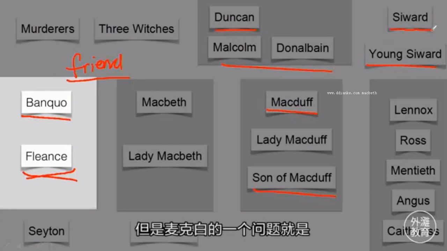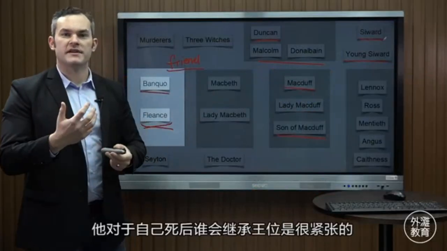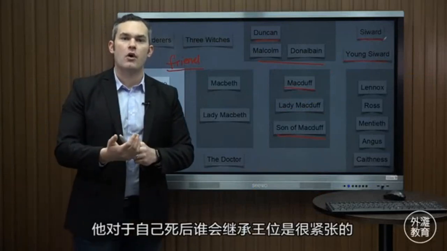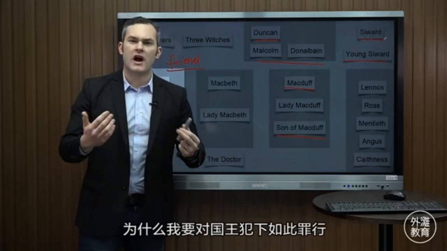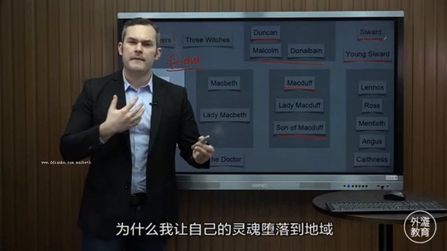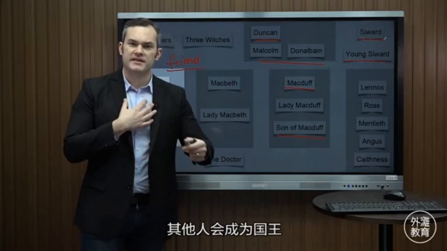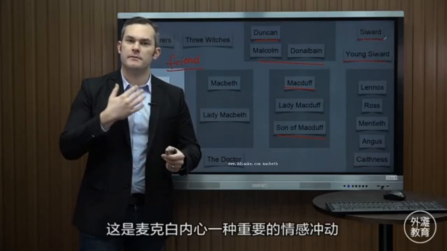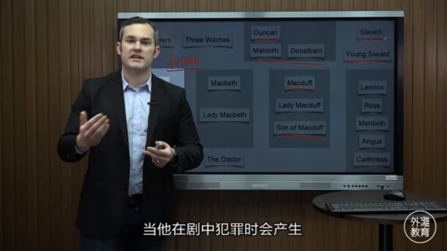But one of Macbeth's problems is that he has no son, and therefore he's nervous about who's going to maintain power after he dies. And he asks, why have I committed this crime against the king? Why have I killed my friends? Why have I damned my soul to hell if once I'm dead, someone else's son will become king? So this is an important rationale for Macbeth in the crimes that he commits throughout the play.